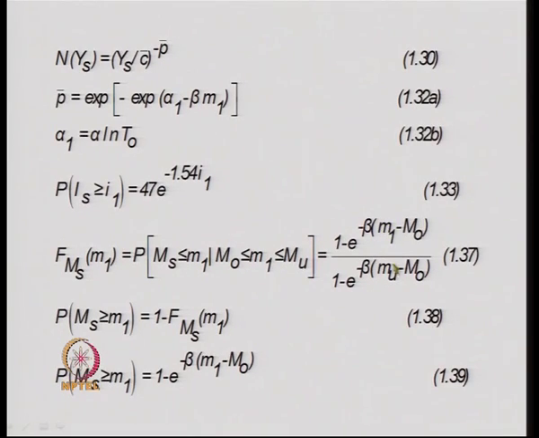So, this is m1, and mu refers to the maximum magnitude of earthquake, and m0 is the minimum magnitude of earthquake that you consider for the analysis. And if we know the probability of the magnitude of earthquake being less than or equal to a certain value, then one can calculate the probability of exceedance of the magnitude for the same value, that will be 1 minus this quantity.